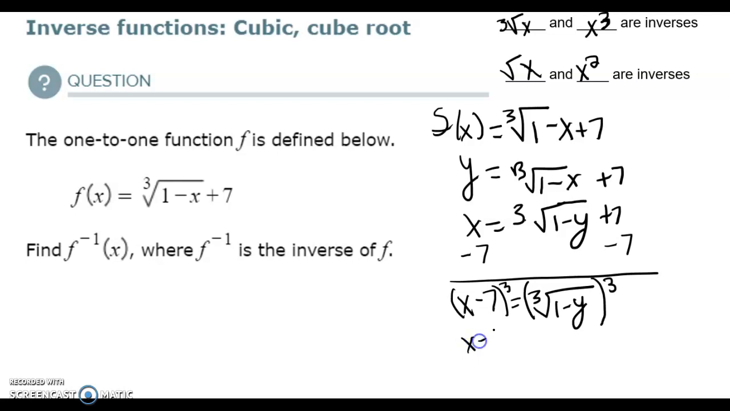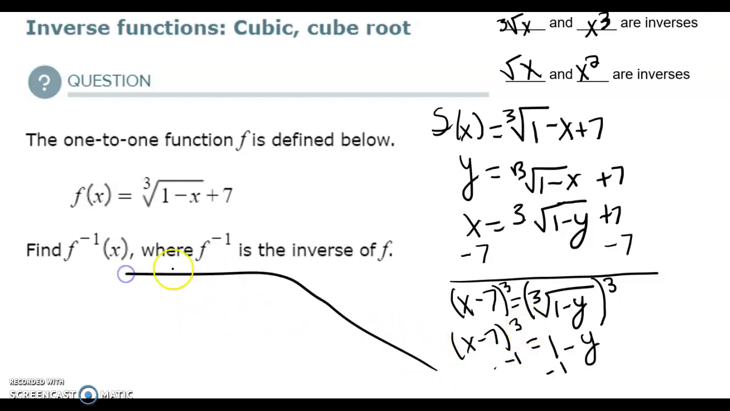So I'll get x minus 7 cubed equals 1 minus y, because the cube and the cube root undo each other. I'm going to subtract 1. I'm going to start writing this over here. So I end up with x minus 7 cubed equals negative y. What I don't like about this is the negative sign there.